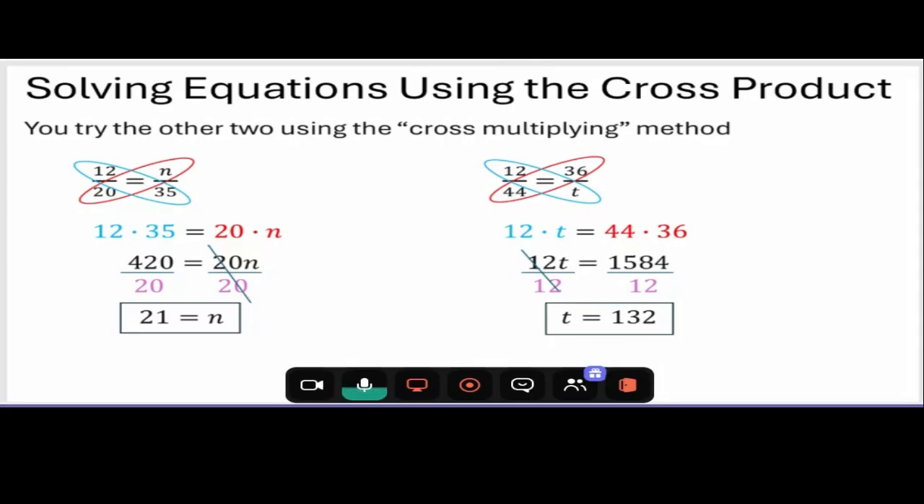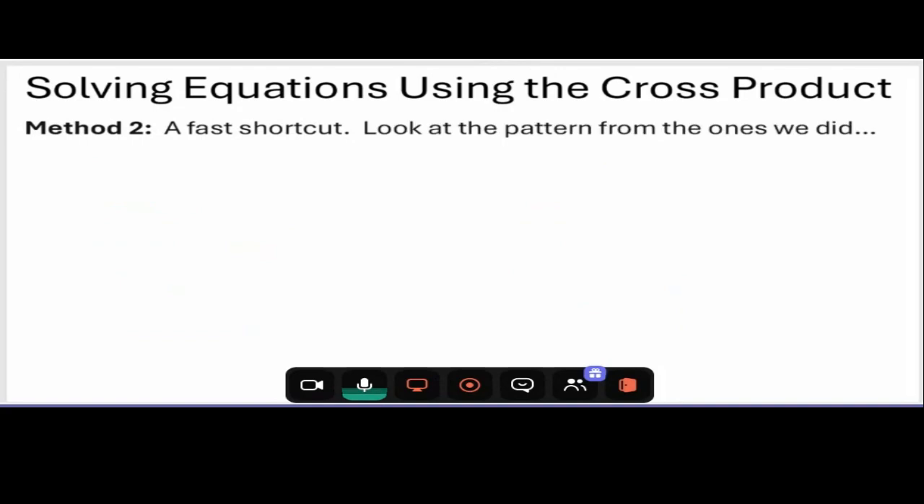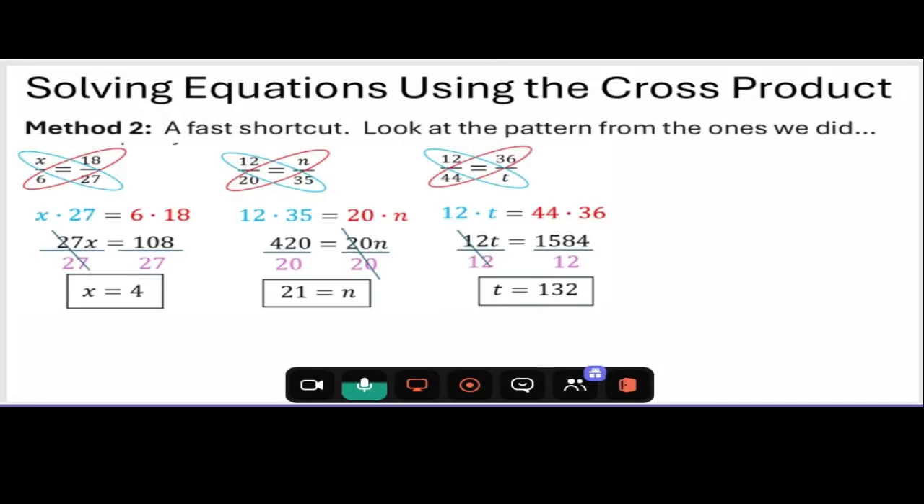Now, what we want to notice here: Method 2 is a really fast little shortcut, which you are more than welcome to use as long as, again, you understand when it applies and when it doesn't. So look at what happened in all three of those we just did. What did we end up doing in all three of them?